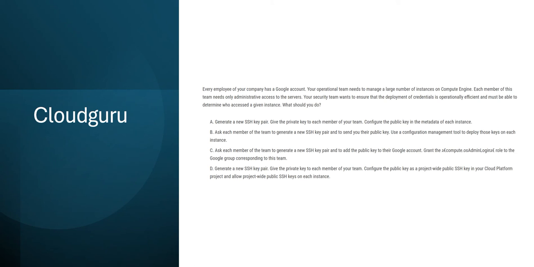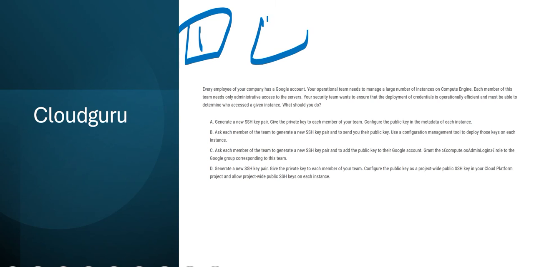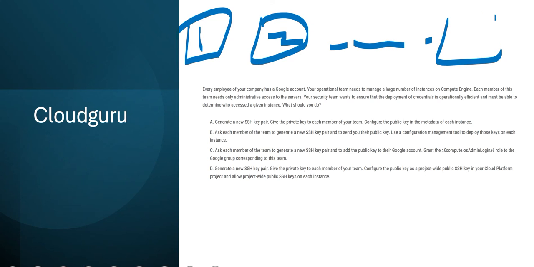Okay, this is the next question. Here you have an operations team. You need to manage a large number of Compute Engine instances. That means you have VM1, VM2, like that, say 100 VMs. A lot of VMs are there. Each member of the team needs admin access to the servers. Why admin access? They have to do a lot of admin-related activities. They are not developers, they are admins.